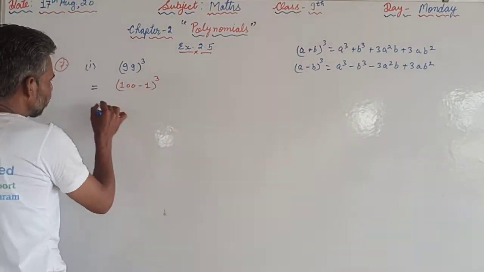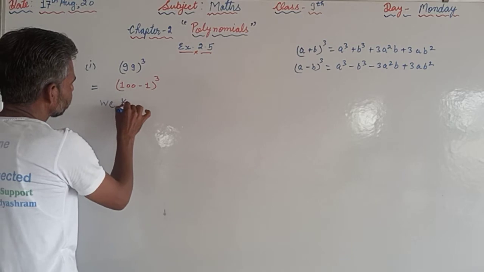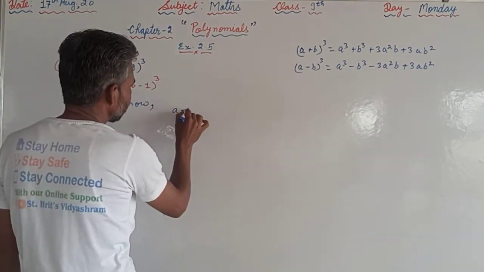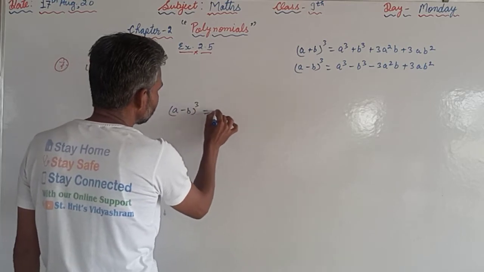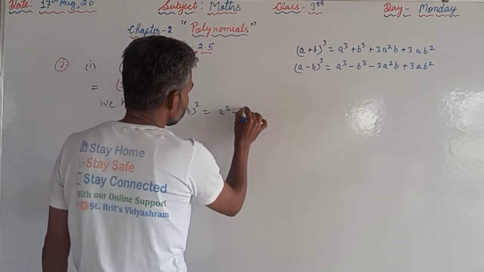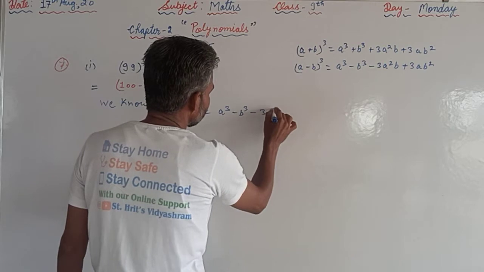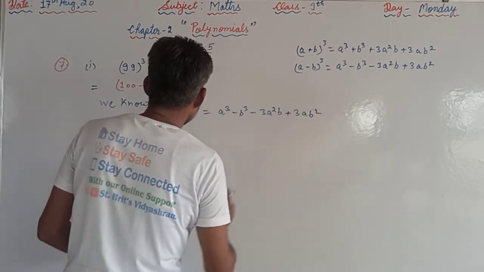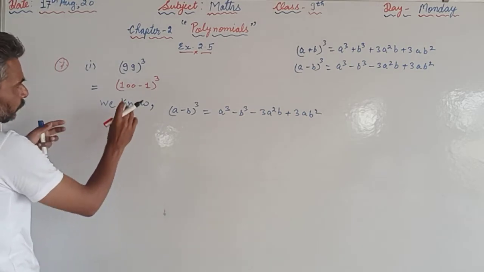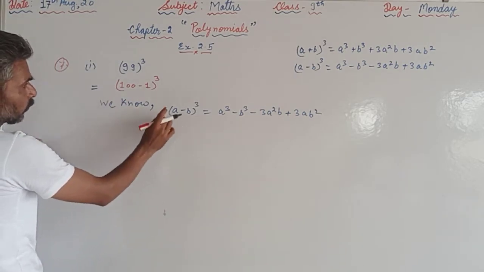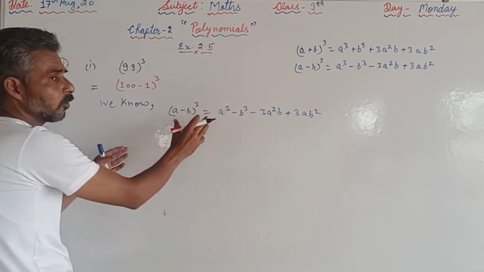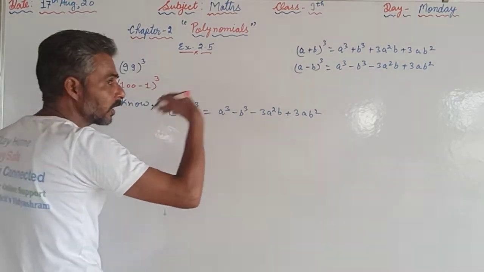So here we will write, we know that, the same formula, that is a minus b whole cube is equals to a cube minus b cube minus 3a square b plus 3ab square. Now we are supposed to substitute the values of a 100 and b 1 in this formula on both sides, on the left hand side as well as on the right hand side.